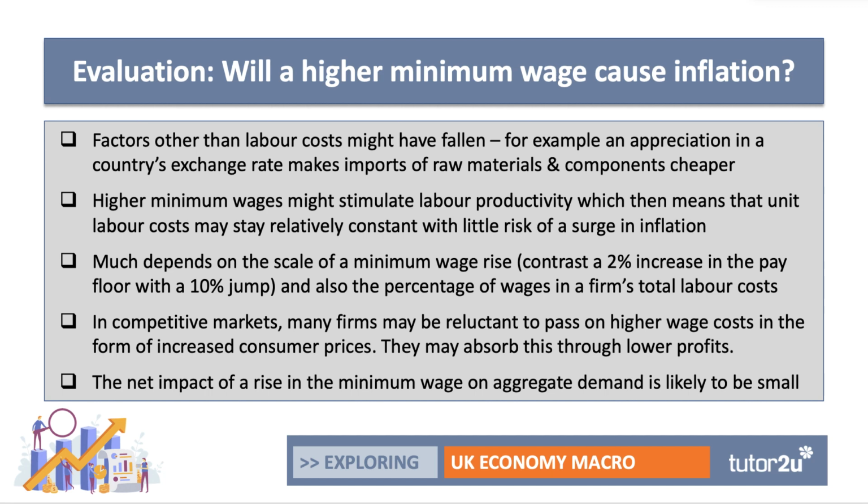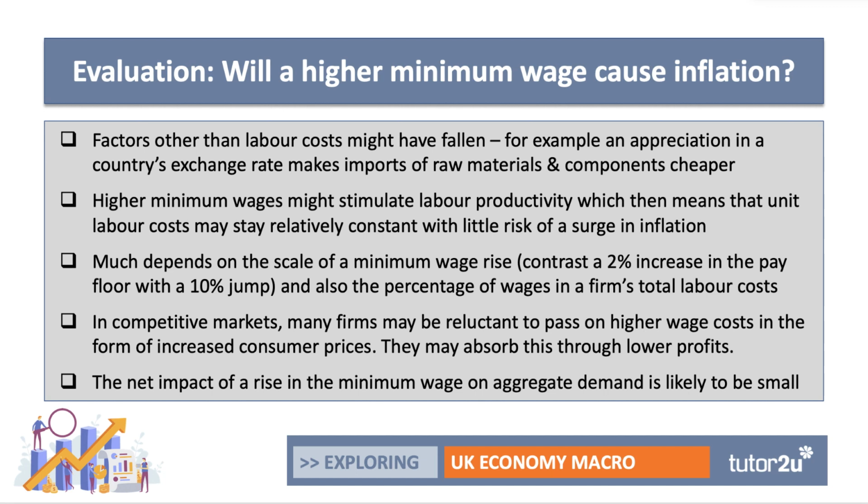Although in theory a minimum wage can cause firms to pass on higher wages in higher prices, in practice, in reality, it's not necessarily inevitable. So here are 5 short evaluation points. Firstly, we drop the ceteris paribus assumption. So factors other than labour costs may have gone down. For example, a country's exchange rate might have appreciated, gone up in value, and that makes the cost of imports of things like raw materials, fuel, component parts, etc., cheaper. Strong pound, imports cheaper, exports dearer, and of course that can help bring down the rate of inflation even if the minimum wage has gone up.